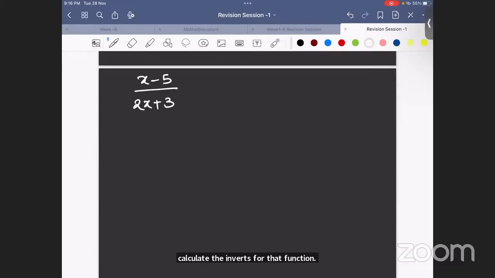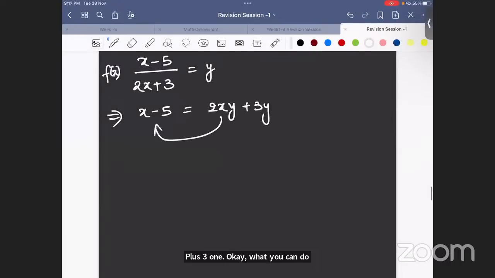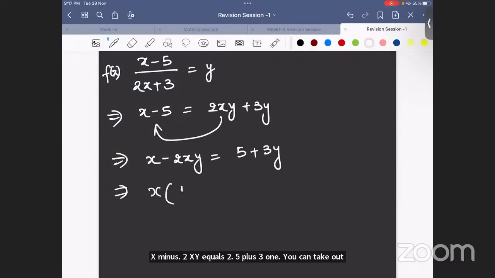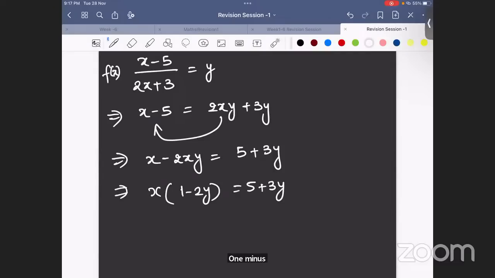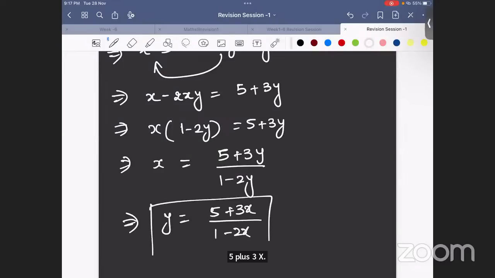For this problem, for this function f(x), you have to calculate the inverse. How will you calculate? You can equate it to y, right? Cross multiplying, x minus 5 equals 2xy plus 3y. Take the terms together, so you'll be left with x minus 2xy equals 5 plus 3y. Take out common x: x times (1 minus 2y) equals 5 plus 3y. So x equals (5 plus 3y) upon (1 minus 2y). Now replace x and y, so y equals (5 plus 3x) upon (1 minus 2x). So this is your inverse for this function.